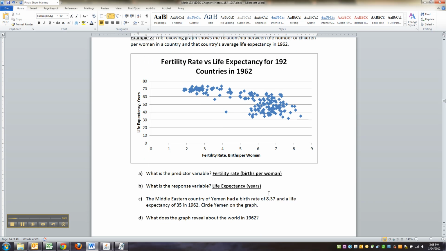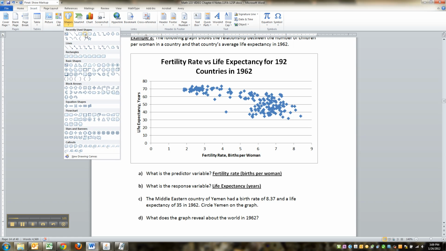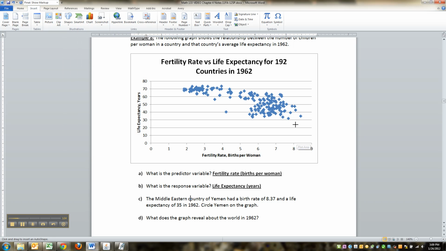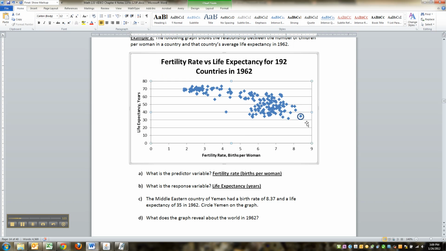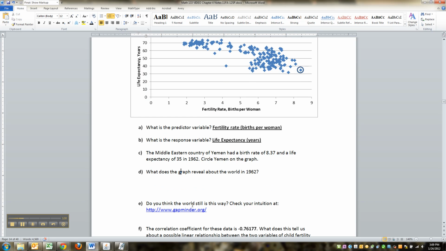The Middle Eastern country of Yemen had a birth rate of 8.37 and a life expectancy of 35 in 1962. Circle Yemen on the graph. 8.37, 35. That's got to be this guy right here. There we go. Awesome. There's Yemen. Yemen had the most births per woman and not a very great life expectancy. In 1962, you could only expect to live to the age of 35 in Yemen.